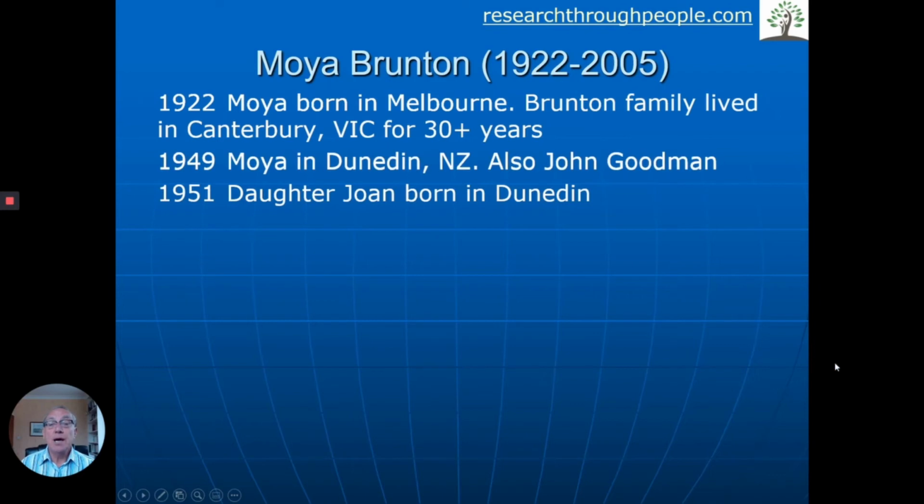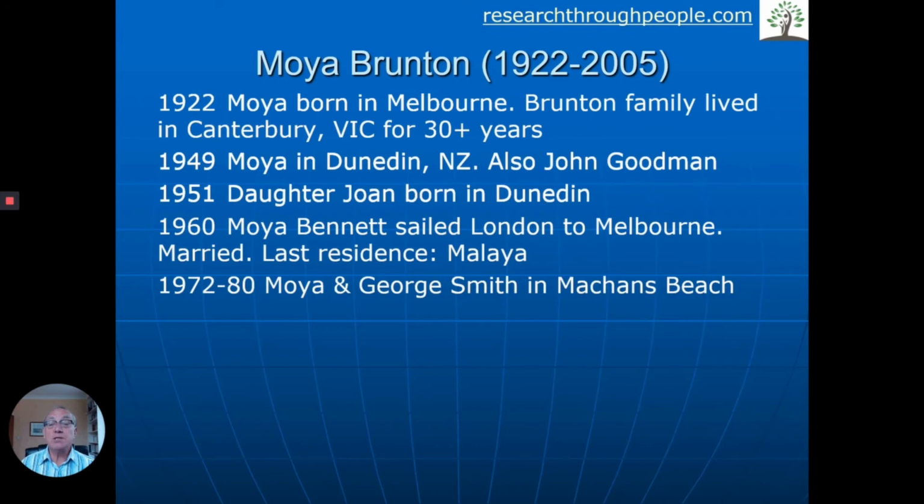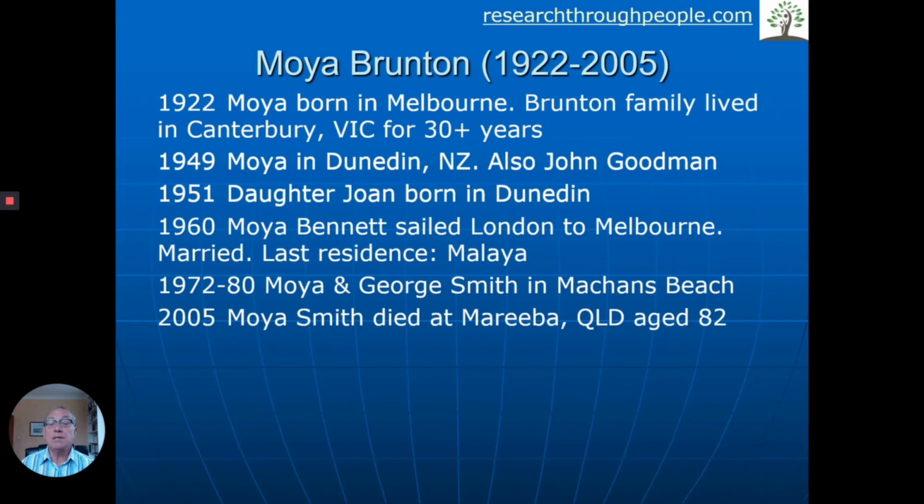And then what about Moya? Well, we actually found it on a passenger list. She'd married someone called Bennett and sailed from London to Melbourne, so she'd been out there. In fact, she'd lived in Malaya. I mean, she'd had a very interesting and varied life, which was hard to track down, but great that we were able to do so. And essentially she'd then married again a George Smith and they'd gone to live in Queensland in Australia. Sadly, she died in 2005, aged 82.